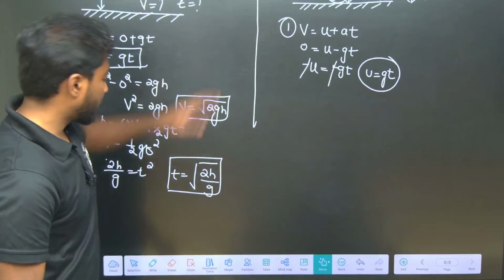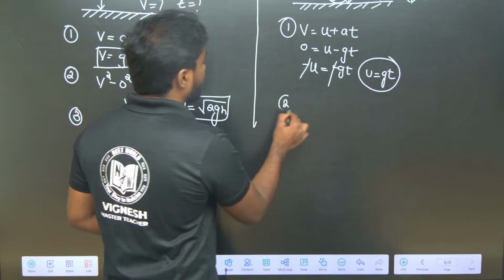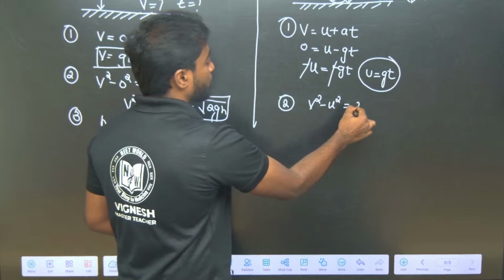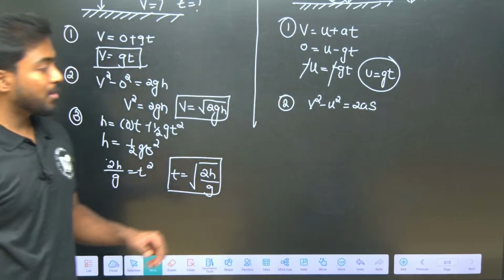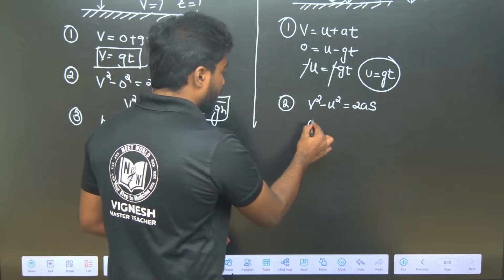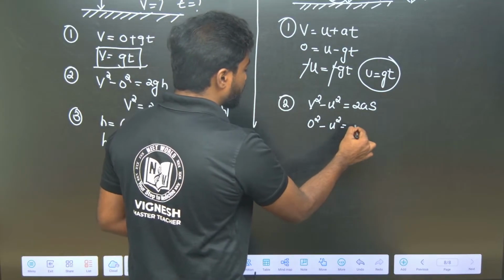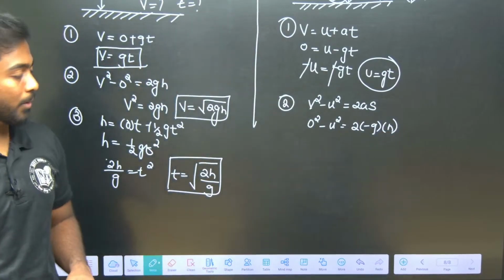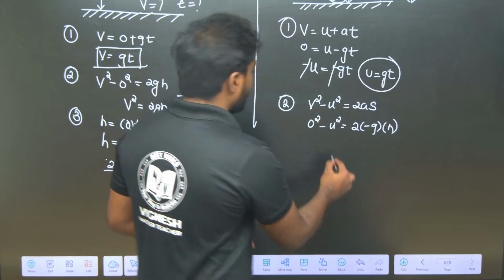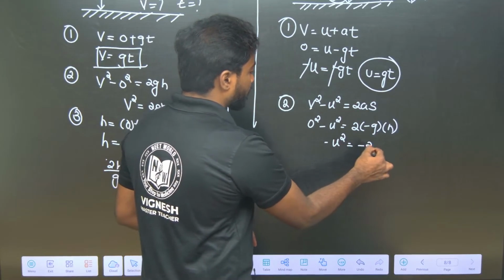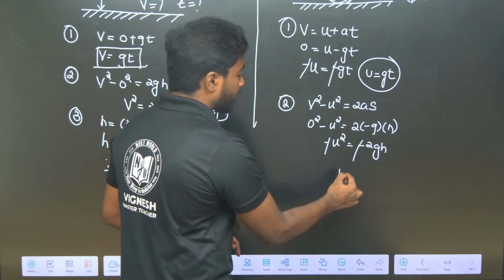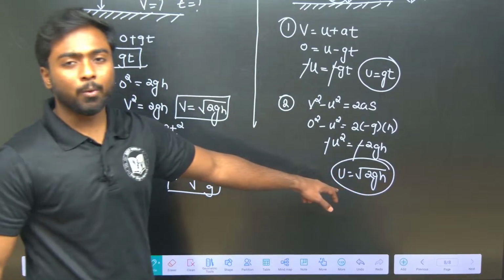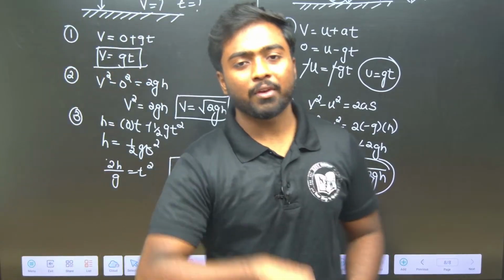The second equation is v square minus u square equals 2as. What is v? 0. So 0 square minus u square will be equal to 2 into minus g into h. So minus u square will be equal to minus 2gh, minus minus gets cancelled, u will be equal to root over 2gh. So I need this velocity, root over 2gh, to go to the maximum height.